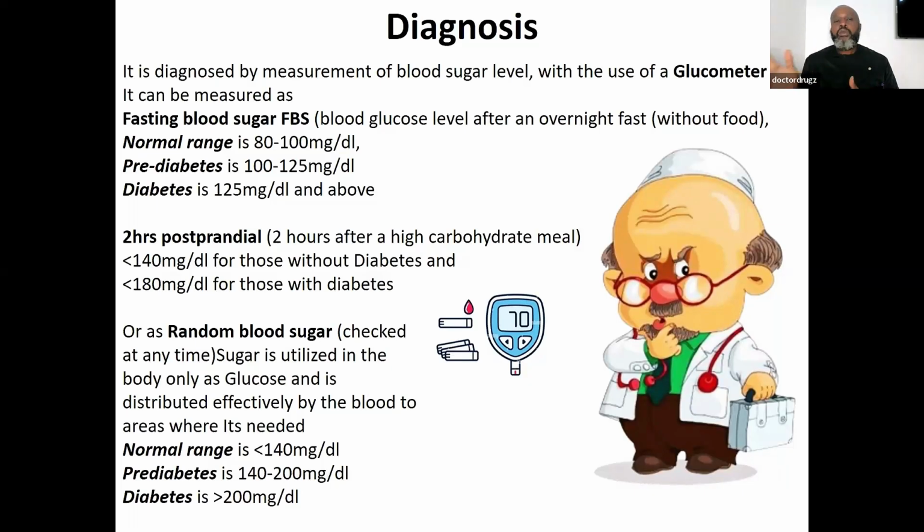Now, there's what's called 2 hours postprandial. That's 2 hours after a high carbohydrate meal. That's the range over there. And we have random blood sugar, where the normal range is below 140 milligrams per dl.